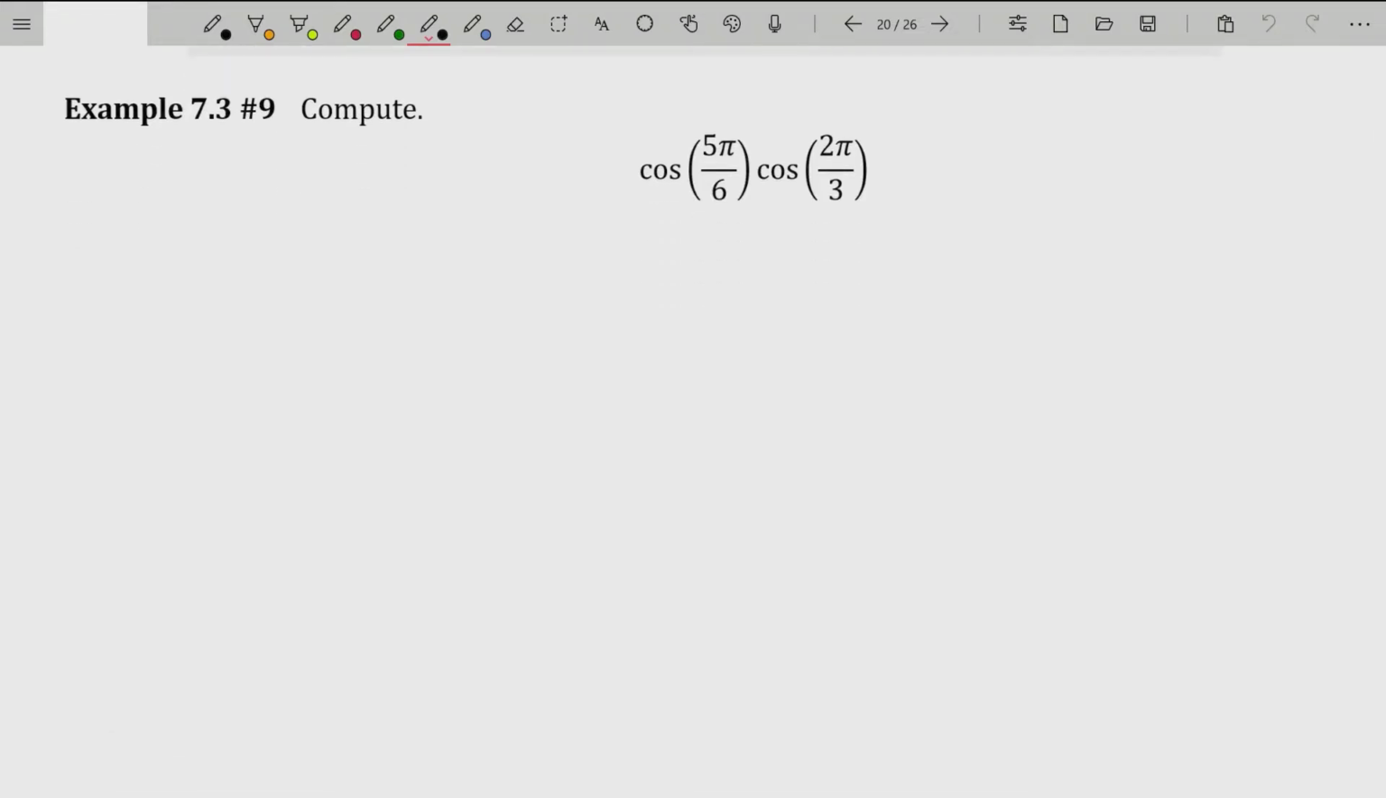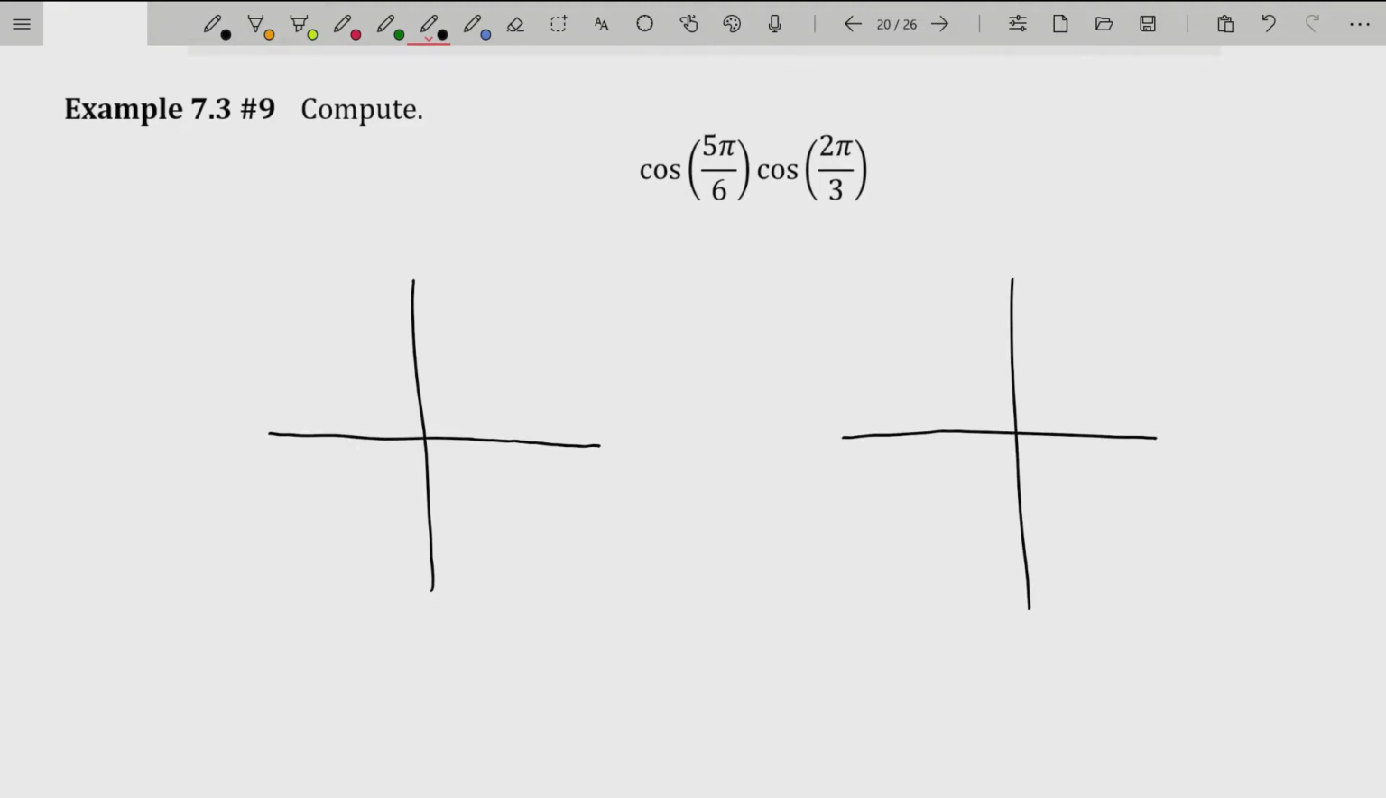Well, this will require us to draw out two different pictures. One for an angle of 5 pi over 6, which is almost all the way over to 6 pi over 6, which is pi. We have a reference angle here of pi over 6. We are in quadrant 2. Again, trig is all about reference angles and quadrants.